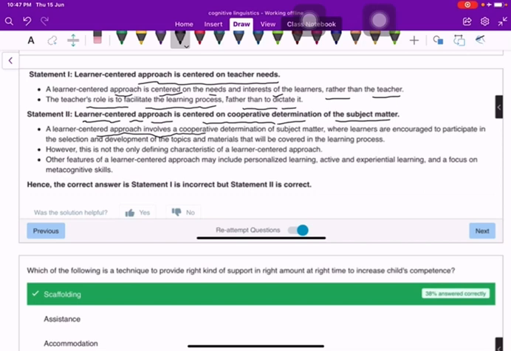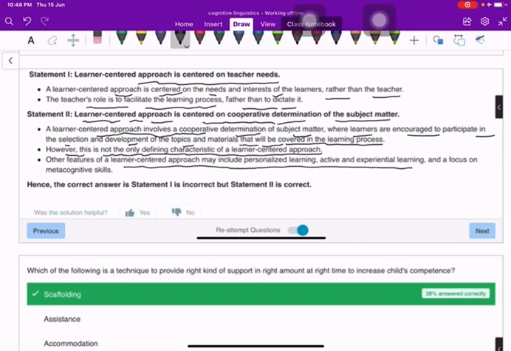It involves a cooperative determination of subject matter where the learners are encouraged to participate in the selection and development of the topics and materials that will be covered in the learning process. However, this is not the only defining characteristic of learner-centered approach. Other features of learner-centered approach may include personalized learning, active and experiential learning, and a focus on metacognitive skills.